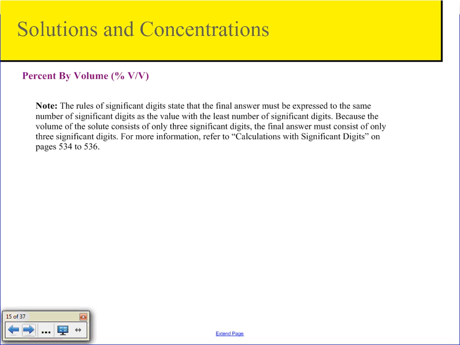Note, the rules for significant digits state that the final answer must be expressed to the same number of significant digits as the value with the least number of significant digits. So because the volume of the solute consists of only 3 significant digits, the final answer must consist of only 3 significant digits. If you're confused about that, please refer to your calculations with significant digits on pages 534 to 536. It's very important that you understand this. This is one of the outcomes of Science 20, that you are reporting your information with proper significant figures, okay?